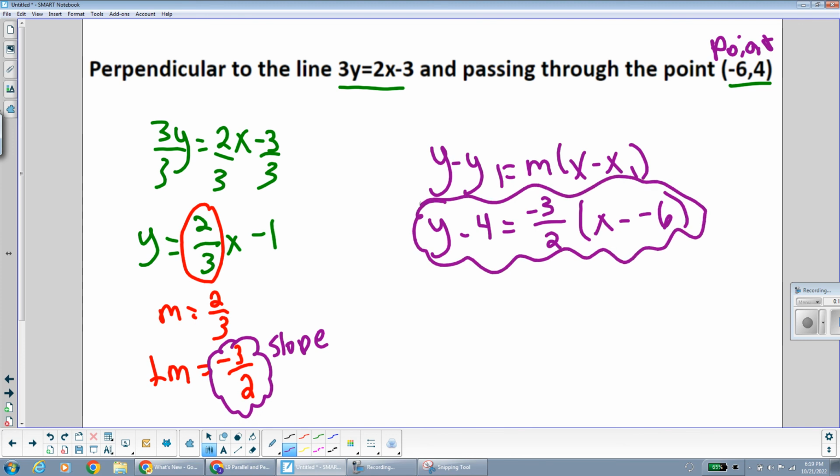And once again, I can leave my answer like this. This is a perfectly good and valid equation of the line. It's just written in point slope form.